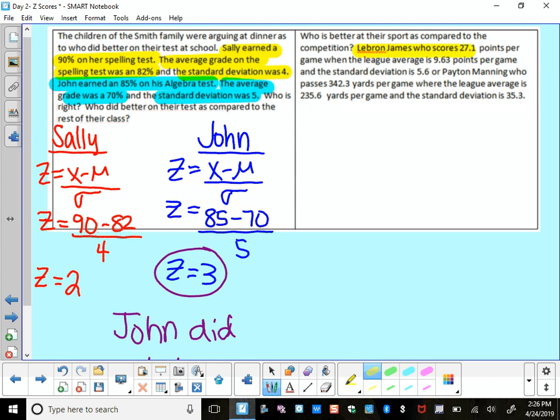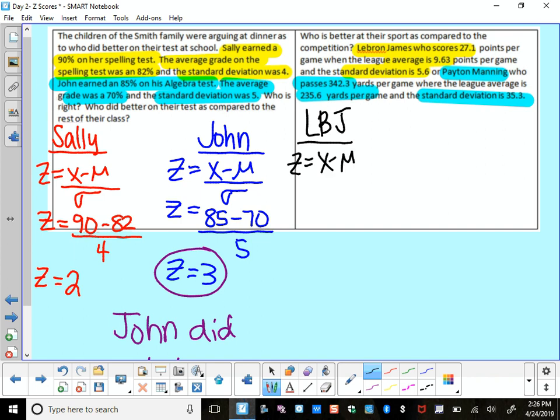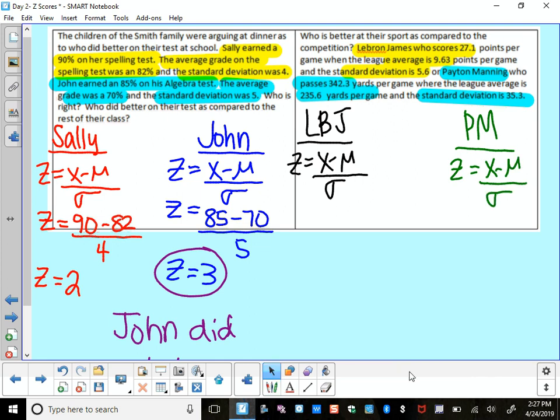So we have LeBron James, who's 27.1, league average, standard deviation. And then we have Peyton Manning, who has 342.3 yards per game. The average was 235.6, and then your standard deviation. I want you guys to compare LeBron's z-score to Peyton Manning's z-score, and tell me who is better in their own sport. You have 2 minutes.